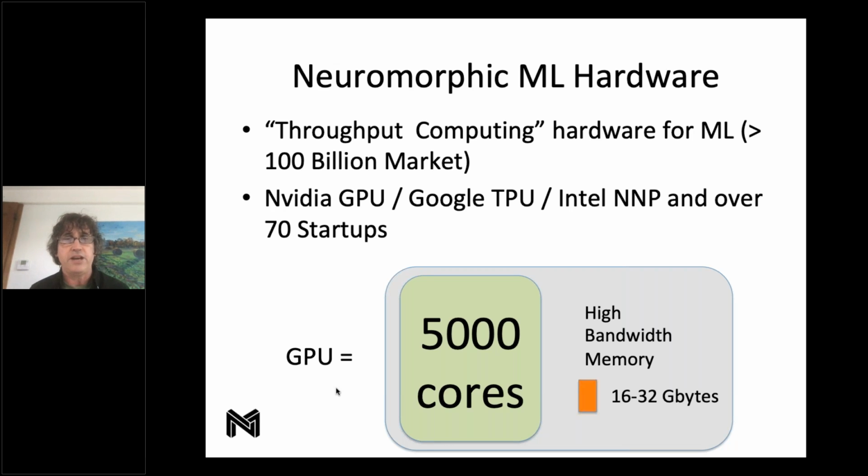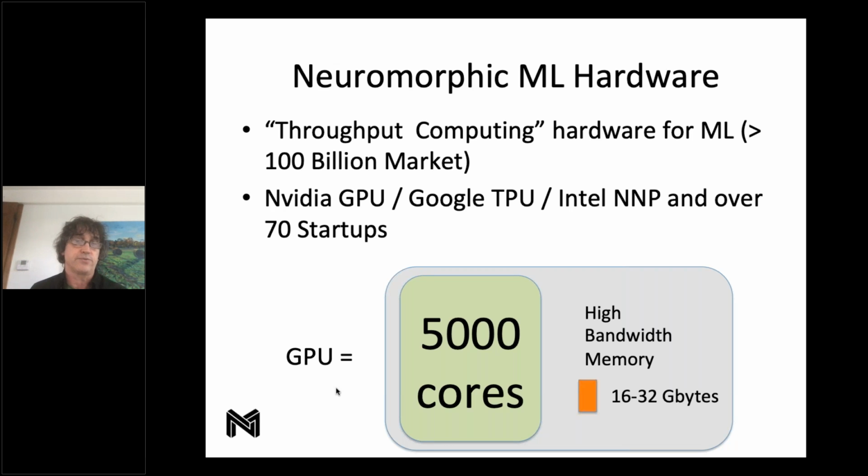Okay, and it's a huge market that's being created for hardware for machine learning, starting with NVIDIA that makes GPUs, through Google that makes GPUs. Intel has a new product. It purchased a company called Habana that makes an accelerator, and there are 70 different startups that are making these kinds of hardware accelerators.